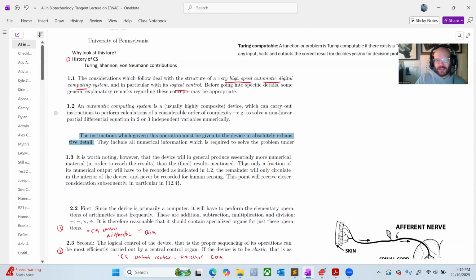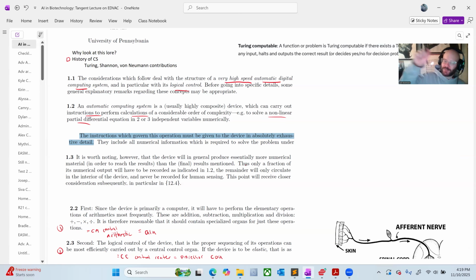He says it's a device. Now keep in mind, he's envisioning this, he's pulling this out of his brain. This is not something that exists. So he's literally writing onto the paper the creation of this computing system. He says it's a device that can carry out instructions to perform calculations. And most of what they wanted to do with this is solve nonlinear partial differential equations.